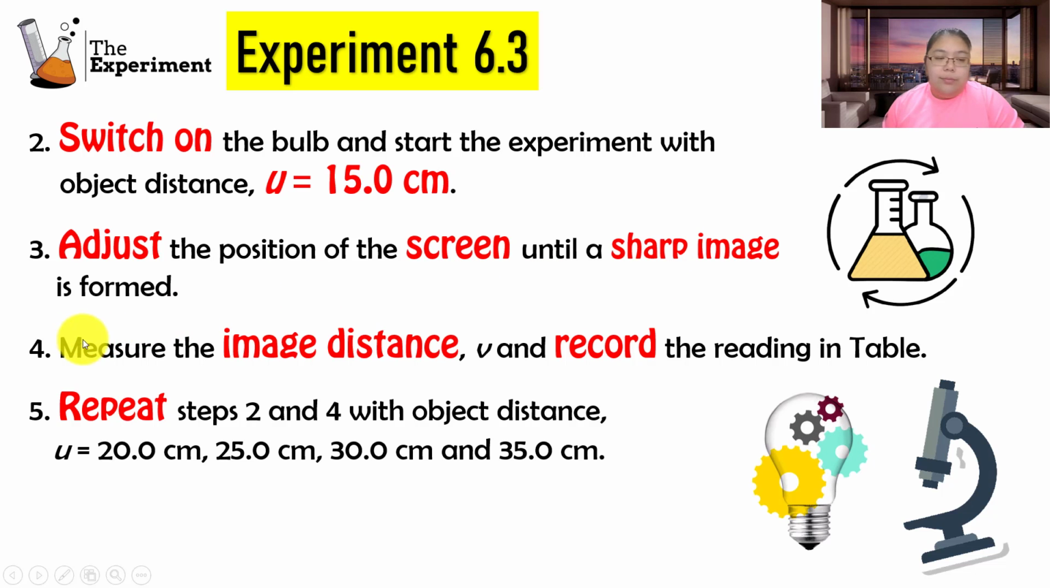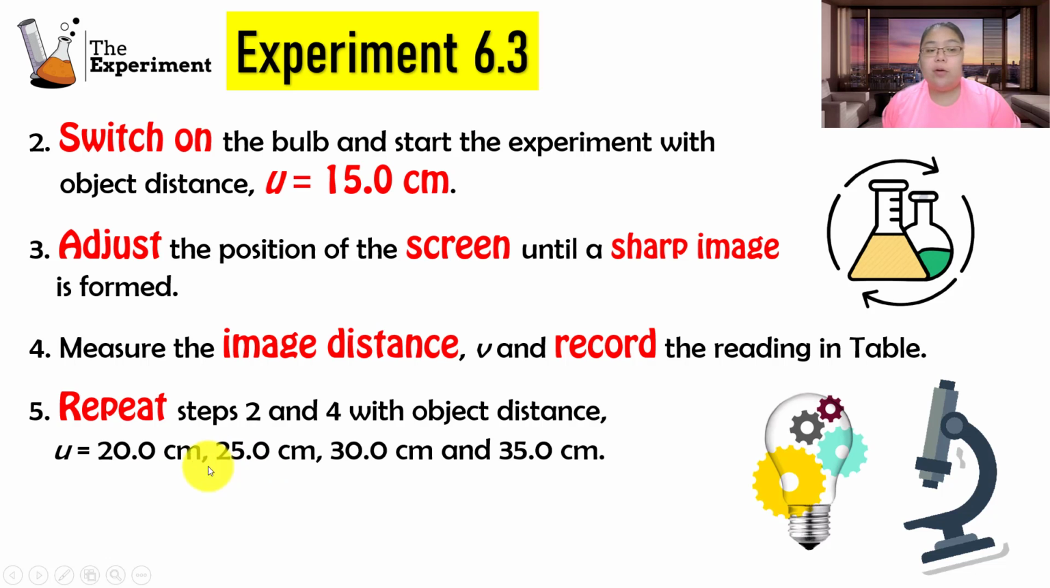Okay, number 4, you measure your image distance by using the meter rule. Then after that you record your readings in the table. Okay, number 5, you need to repeat. We need to repeat step 2 to step 4 for the object distance. Then you need to mention what your object distance is. If just now it was 15, so now at least you need to repeat 4 sets.